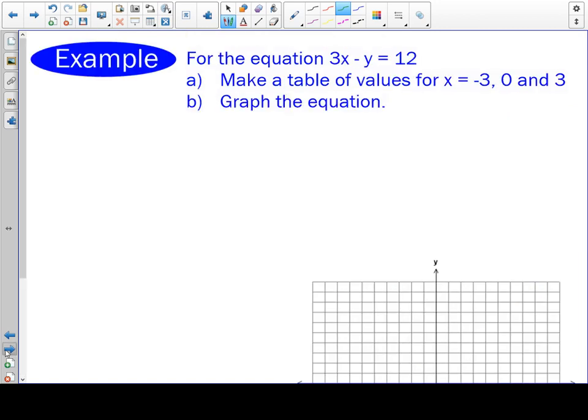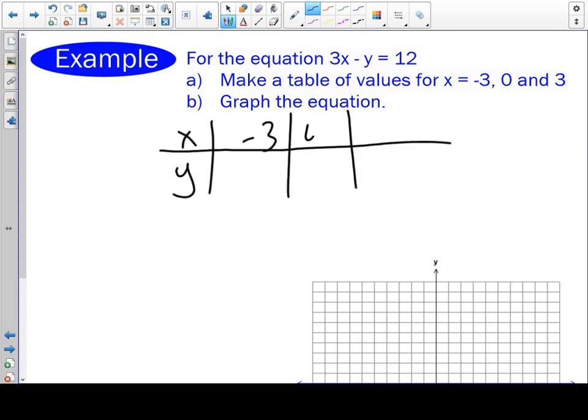For the equation 3x minus y equals 12, make a table of values for -3, 0, and 3, and graph the equation. So how are we going to make that table of values? Well, this is x, this is y, and we need to plug in these values here. So we plug in those values for x and see what we get for y. Now again, if we know our patterns, this is going to be pretty straightforward. If not, then we're just going to have to take some baby steps, and that's okay too.